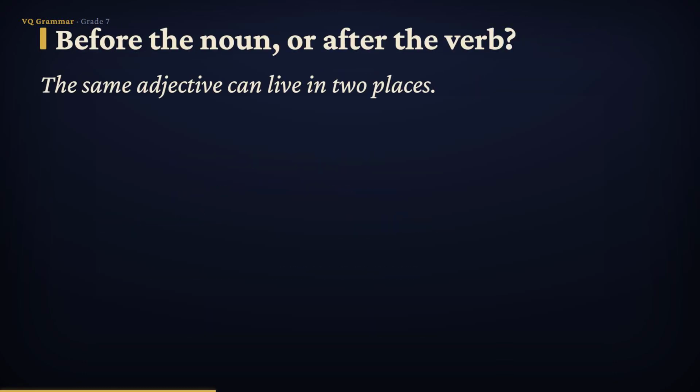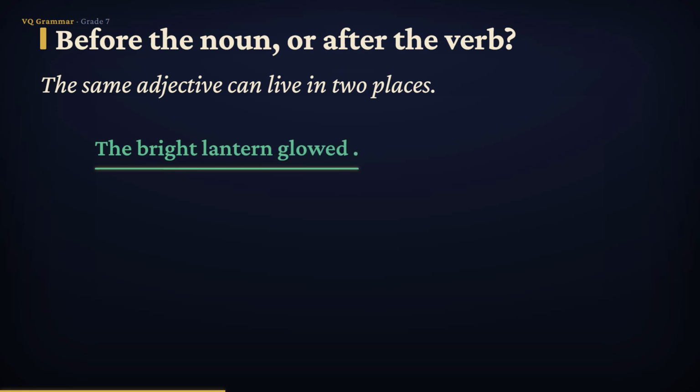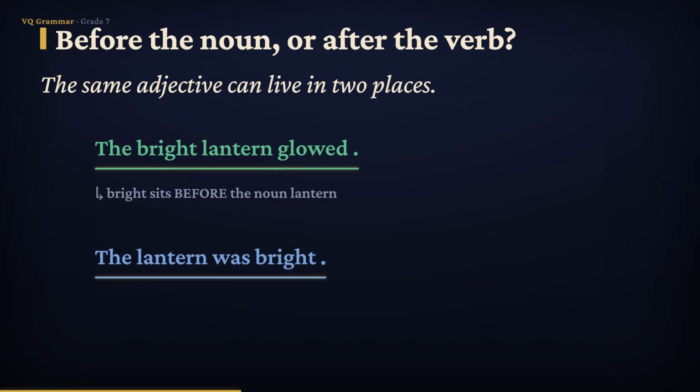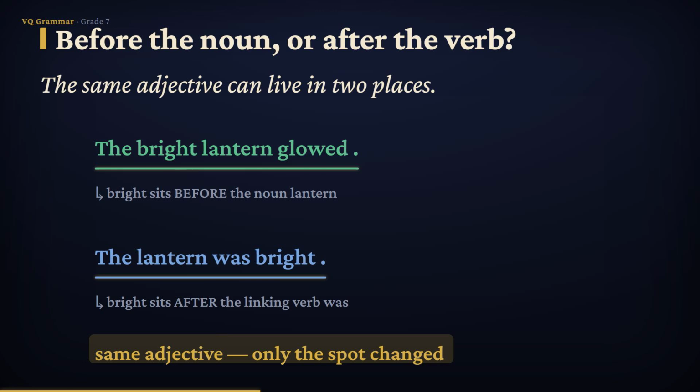Let's put the two spots side by side because it's the same adjective doing the same job. First, the bright lantern glowed. Here, bright sits before the noun lantern, a regular adjective in its usual place. Now watch it move. The lantern was bright. This time, bright comes after the linking verb was, describing the subject, so it's a predicate adjective. Same word, same meaning, only the location changed.